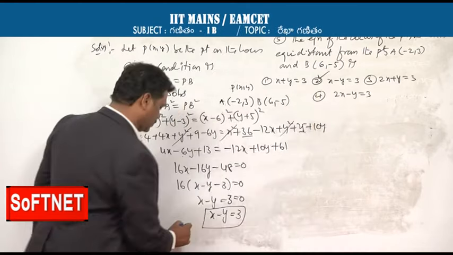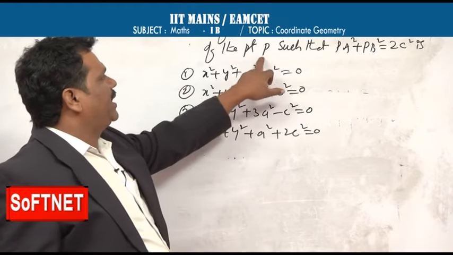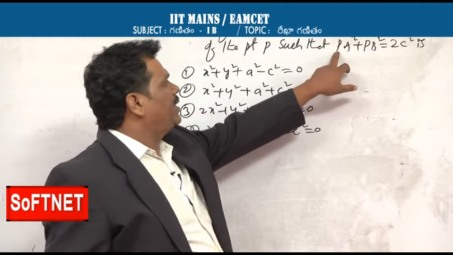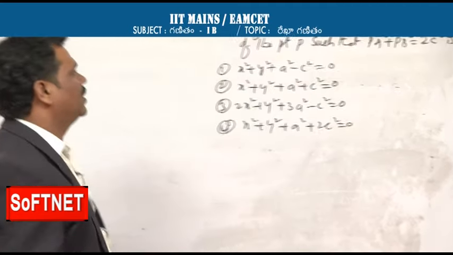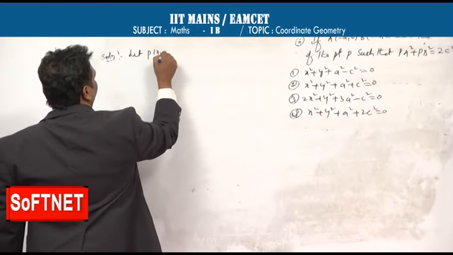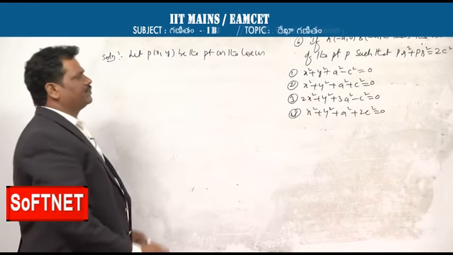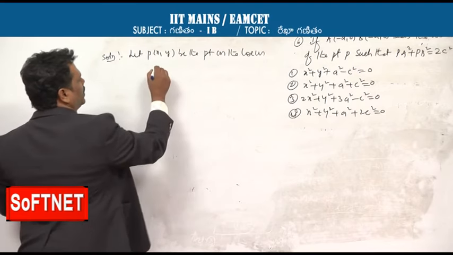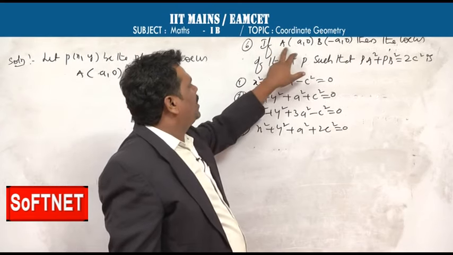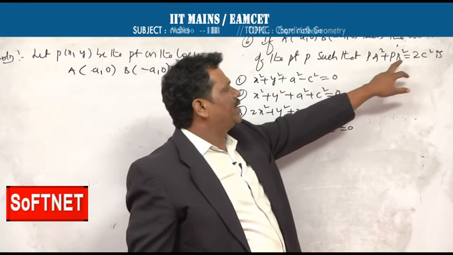Option is 2. So your answer is 2. Next question: if A is (a, 0) and B is (minus a, 0), then the locus of the point P such that PA square plus PB square equal to 2c square. Here P is a locus of a point and the given points are A and B. So your solution is: let P (x, y) be the point on the locus such that the given condition holds.